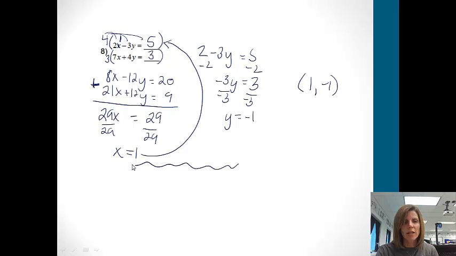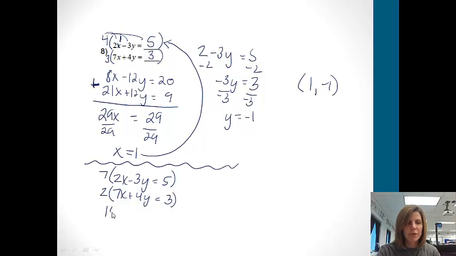I do want to just get it set up for you if you decided to go the other way. Let me just rewrite it: 2x minus 3y equals 5, and 7x plus 4y equals 3. I could have eliminated the x's, and so if I've got a 2 and a 7, I'll multiply the top one by 7 and the bottom one by 2. Notice I'm just multiplying them by each other. If I were to do that, I'd get 14x minus 21y equals 35. And then I'd get 14x plus 8y equals 6.